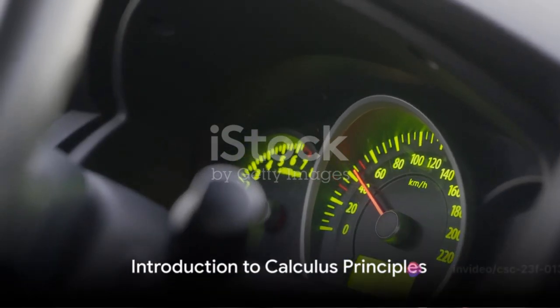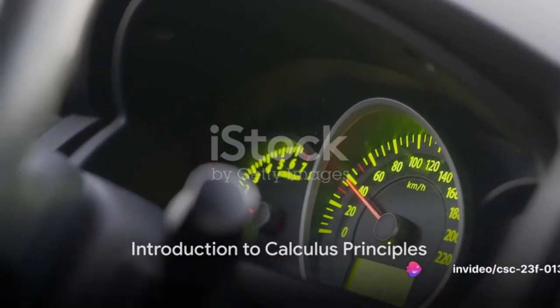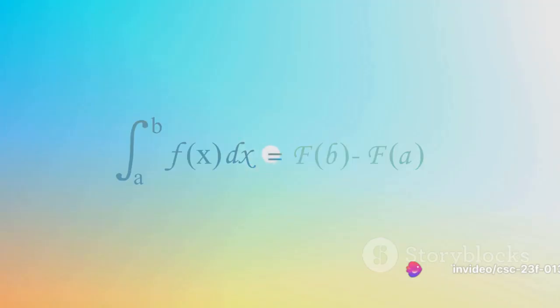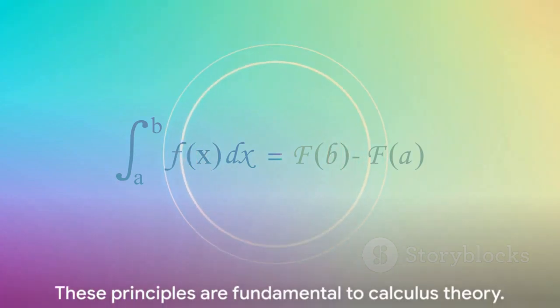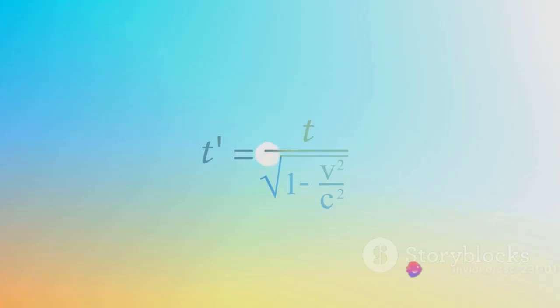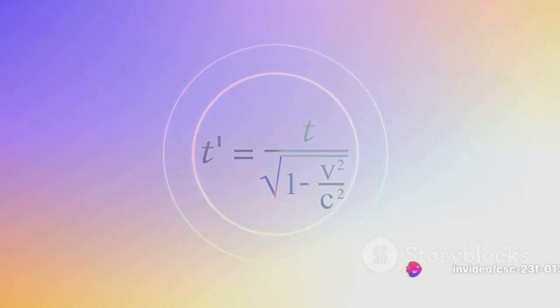Ever wondered why your car's speedometer indicates an average speed? Or why a continuous function always has a point where the tangent is parallel to the secant? These aren't just random facts. They're derived from the foundational principles of calculus, the mean value theorem and Rolle's theorem.